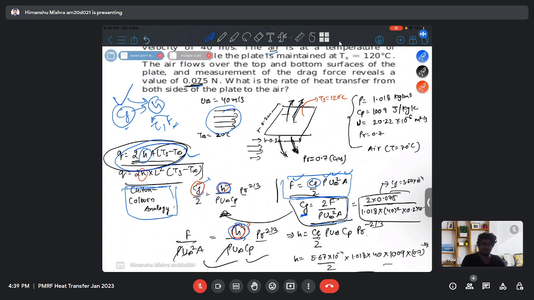Otherwise, when you have no information about the drag force or the drag force coefficient, you should avoid using this method. This method is only applicable when there is a relation between a drag force coefficient and the heat transfer coefficient.